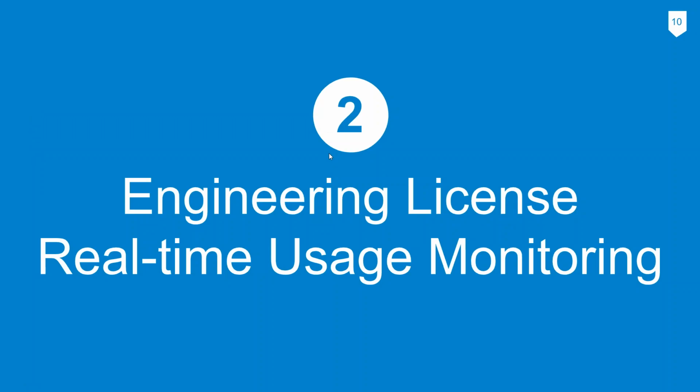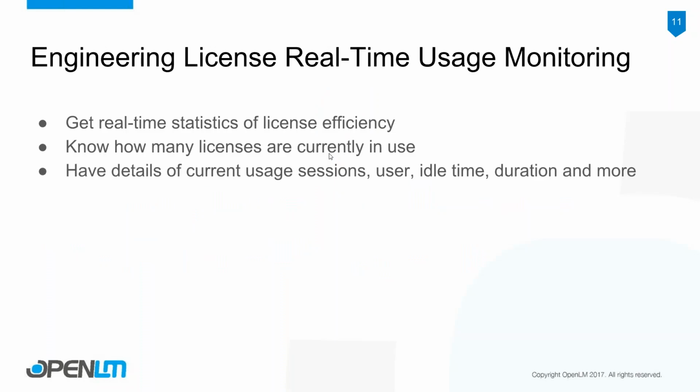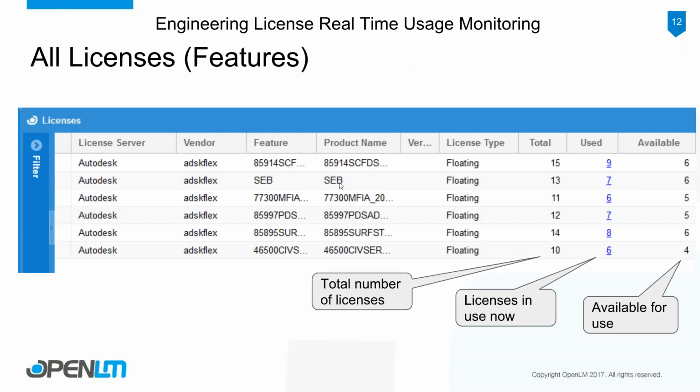Now let's move on to real-time usage monitoring, which is the second function of OpenLM. From static license inventory, now we're moving on to live usage, where we can see real-time stats about your license efficiency, know how many licenses are currently in use, and get details of how those sessions are actually playing out. Let's take a look at the license report that we saw a few slides back, but this time we're interested in what's going on right now.